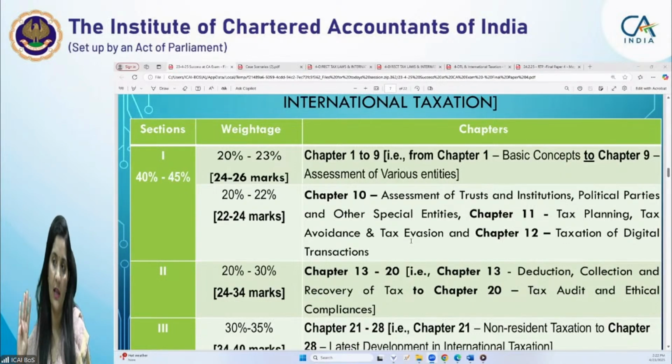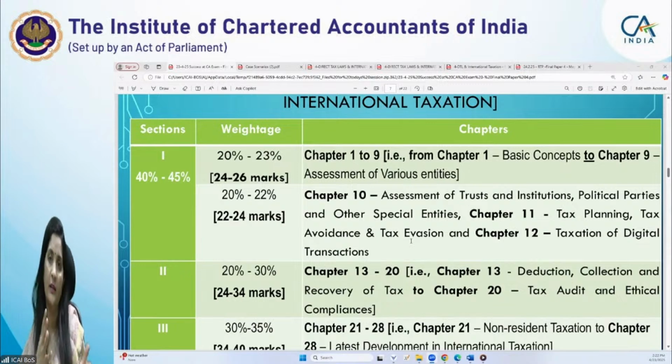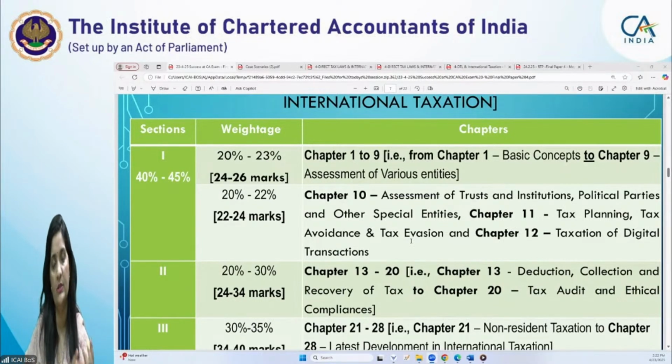Miscellaneous provisions: I generally found that they ask one or the other question from miscellaneous provisions, either in the form of case scenarios, or MCQs, or descriptive questions. Do revise those miscellaneous provisions as well.